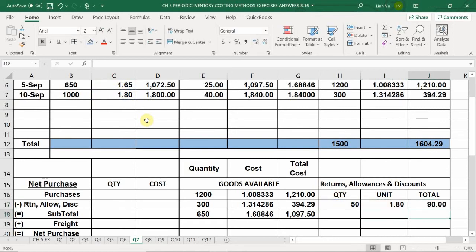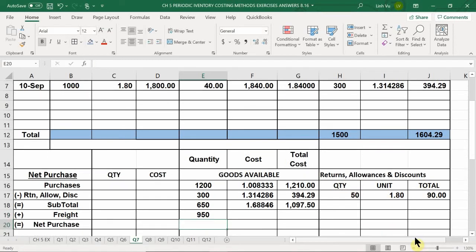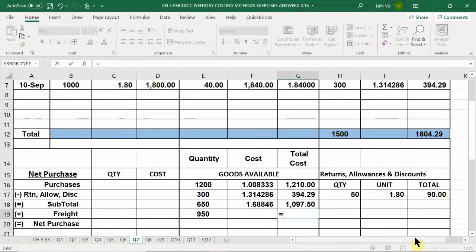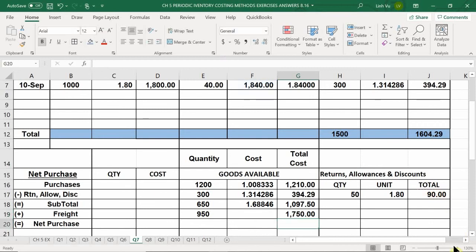$90. Okay. So here, now I originally don't have 1,000 items anymore, right? Because I end up returning some of it. So 1,000, right? I end up returning 50 of them. Okay, so I should have 950. In this case, my original purchase was for a total of $1,840. Okay, but I ended up returning $90 worth. So in this case, I should have a total of $1,750 even.